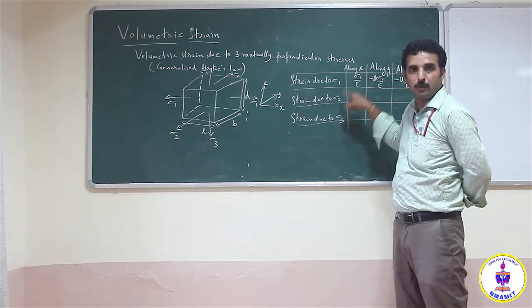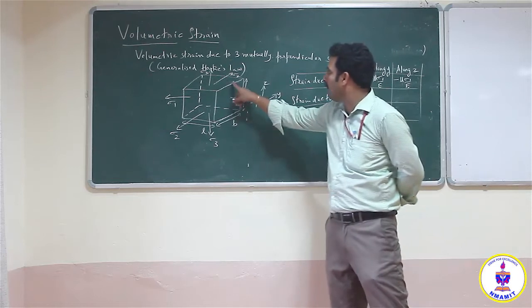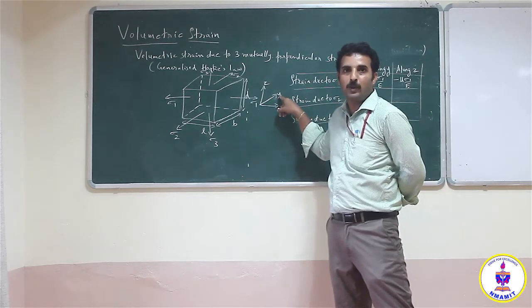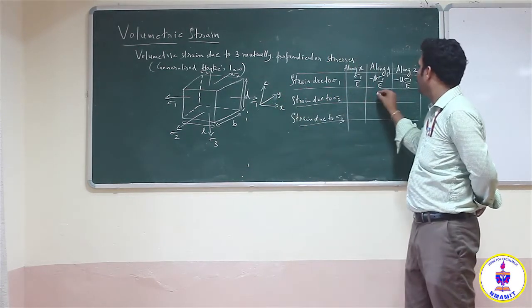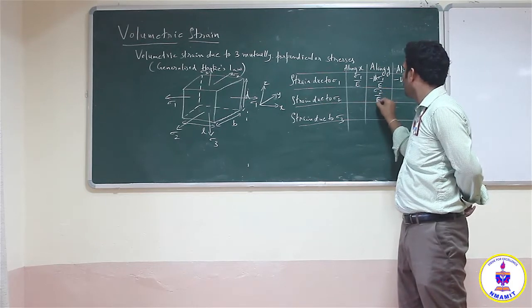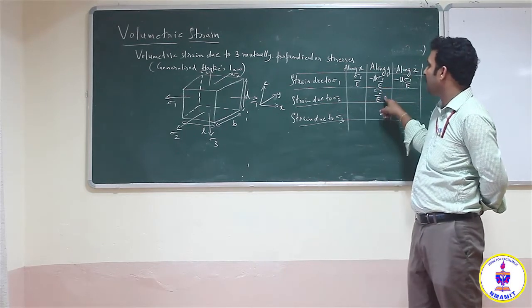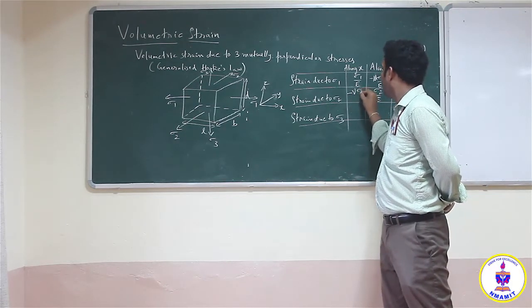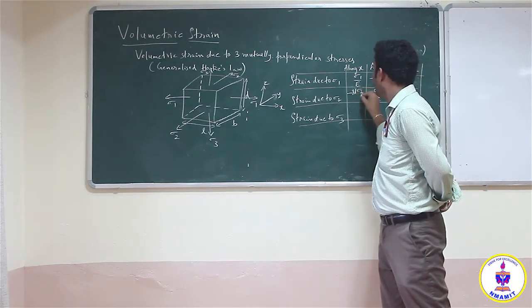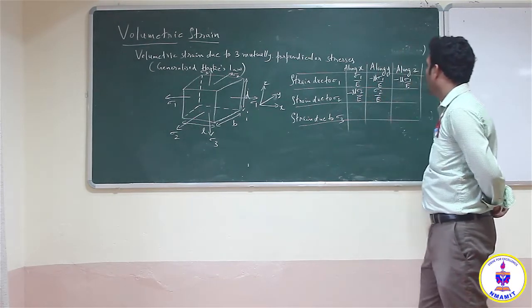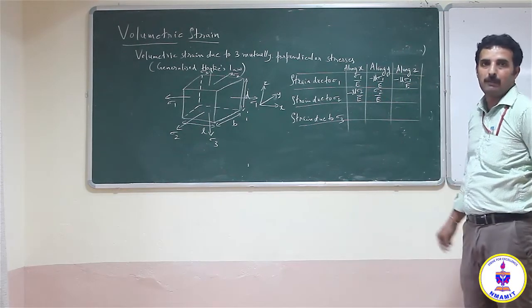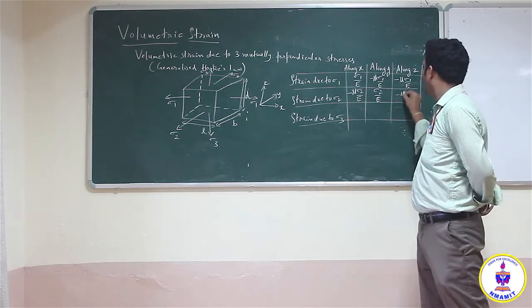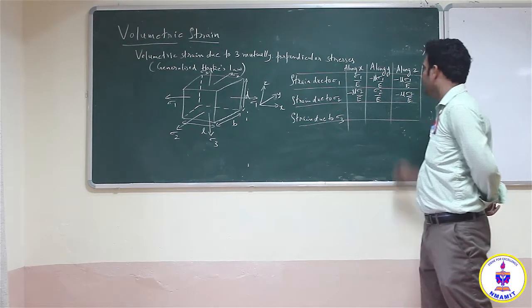So along x, due to sigma 2, so sigma 2 is acting along y direction. So along y it will be longitudinal strain. Along x it is lateral strain. So I have to include Poisson's ratio, minus mu into sigma 2 by E. Similarly along z also it will be lateral strain. So minus mu into sigma 2 by E.